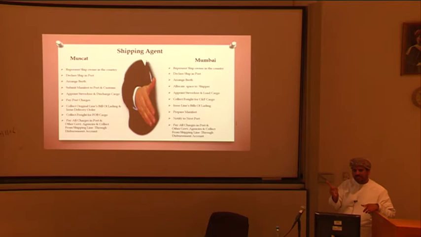Okay, they declare the ship in the port, arrange berth, submit the manifest to port and customs, appoint the stevedore and discharge cargo so that items are unloaded, pay port charges, collect the original bill of lading, collect freight for FOB cargo, and pay all charges in the port and everything. Clear the shipments. Clear the ship of all the items that need to be unloaded into Oman. Not only for you, but for everyone. It's a whole process for everyone, with regards to that ship.